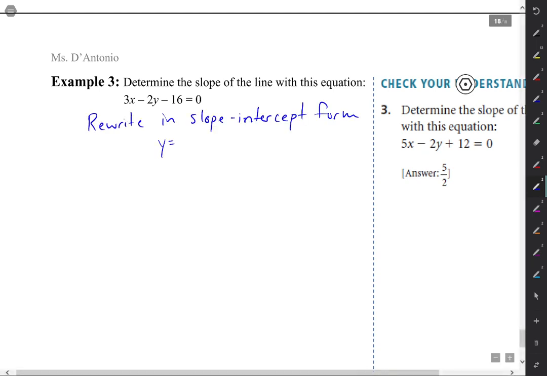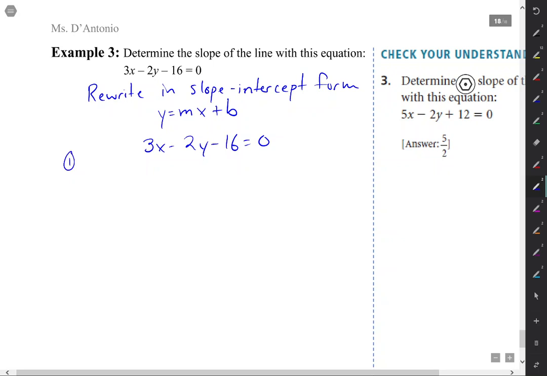Remember, slope-intercept form is y is equal to mx plus b. So our goal is to get the y all by itself on one side of the equal sign. So the equation we have here is 3x minus 2y minus 16 is equal to 0. So let's just start off by isolating y. We're going to keep the y all by itself on this side of the equation, so I'm going to move the other two terms to the other side. Then we're going to have minus 2y is equal to minus 3x plus 16 if we were to bring those terms onto that side of the equal sign.